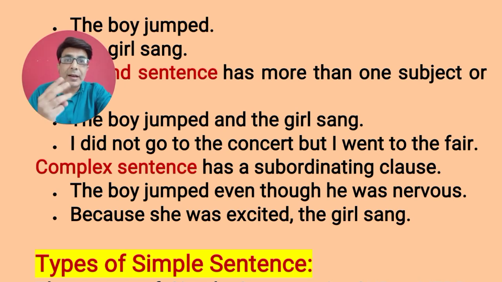So friends, remember, in English we have three types of syntax. And what are these three types? Simple sentence, subject verb, compound sentence in which there are more than one subjects and more than one verbs, and complex sentence in which we have a subordinate clause.